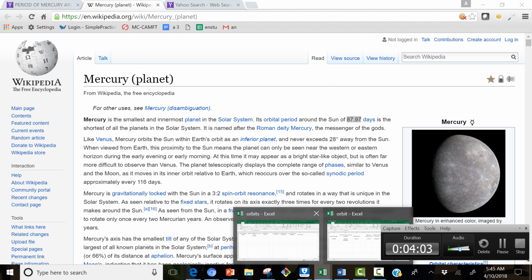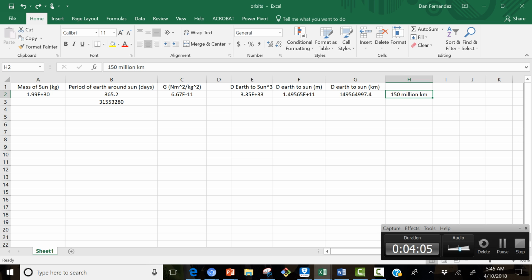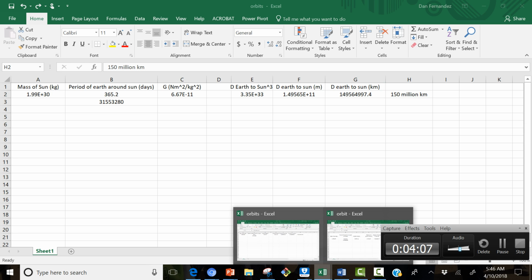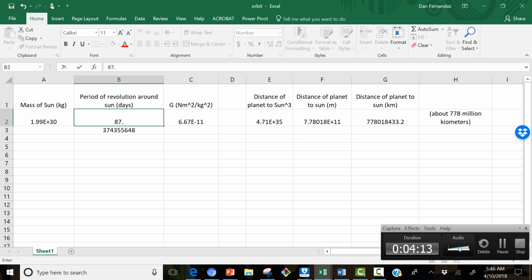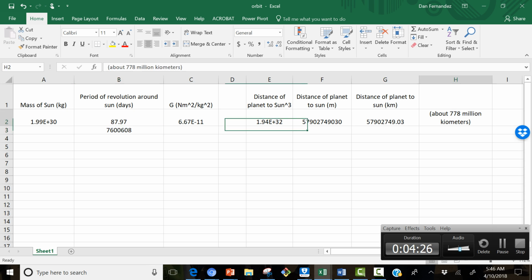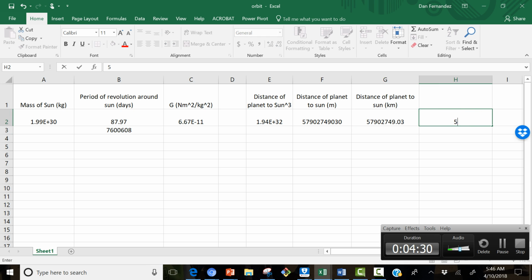So I'll put 87.97 days in here. Where I had 4,000 something days, I'm going to put 87.97, and as soon as I press return, it'll calculate the number of seconds, which is what I have here. I didn't label it, but that's the number of seconds for the orbit, and then it'll calculate all these other values here for me, except for this one. That's about 57.9 million. I'll say 58 million.